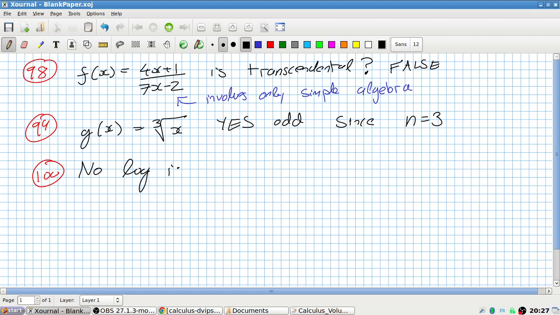100. The answer is no. Log is transcendental. That's why it's not algebraic, because it's a transcendental function. Because it's not possible to write it as a simple formula of algebraic terms.